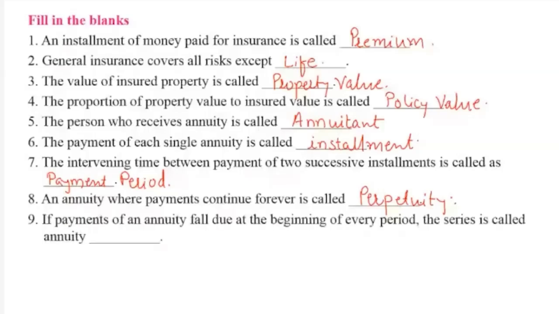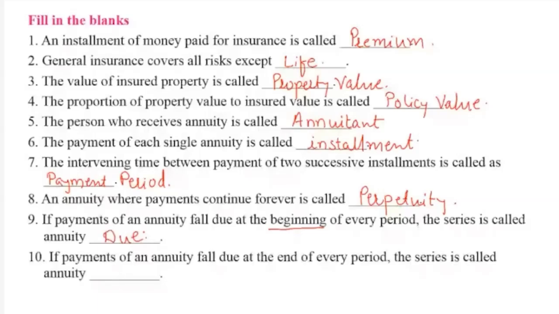If payment of an annuity falls due at the beginning of every period, the series is called annuity due. And if it falls due at the end of every period, then it is annuity immediate, which is also known as ordinary annuity. The proper word is immediate annuity, also known as ordinary annuity.